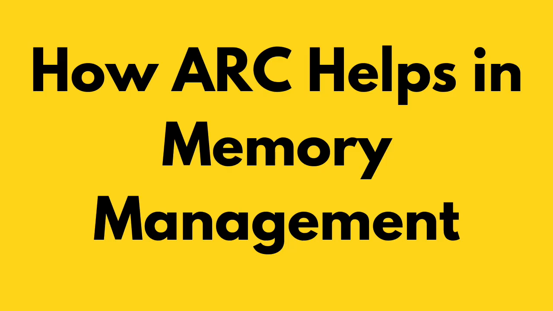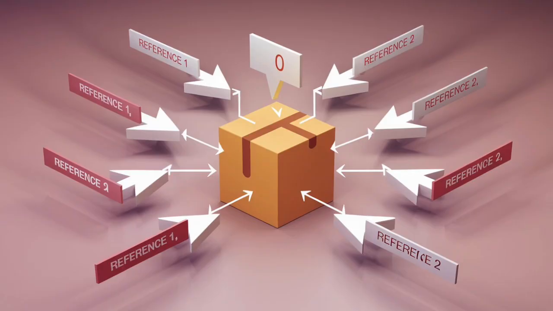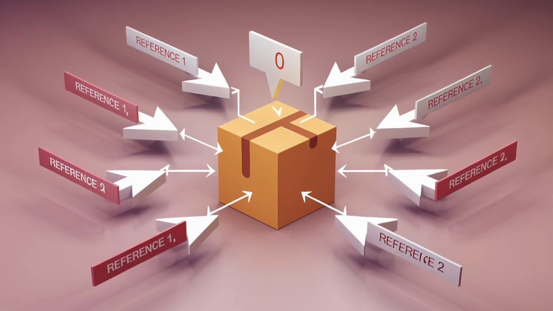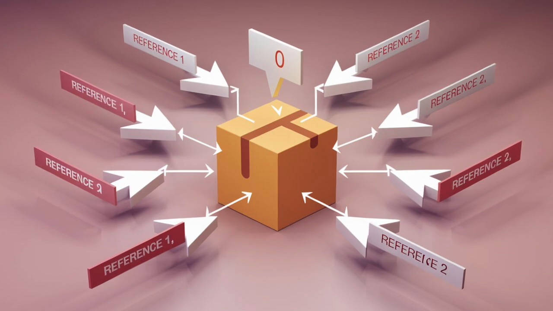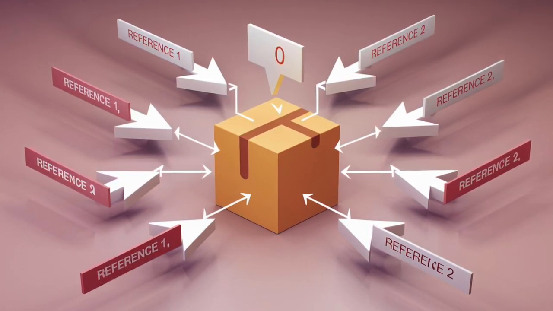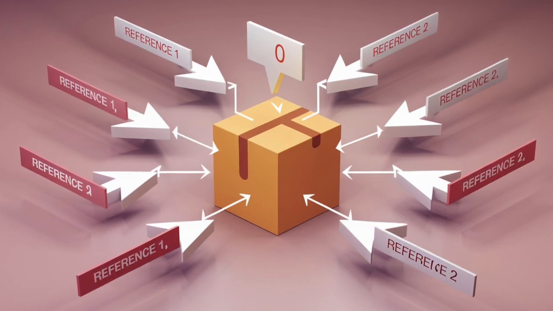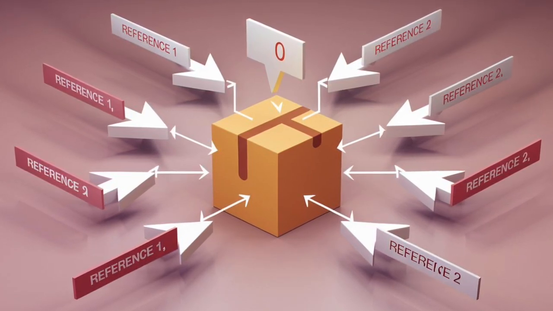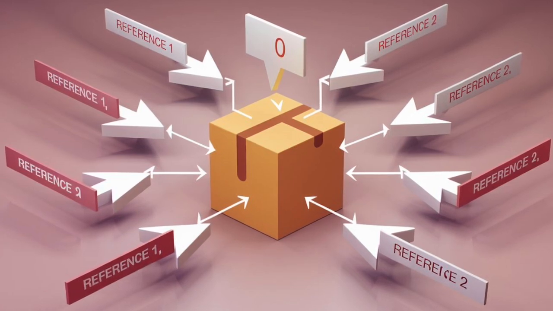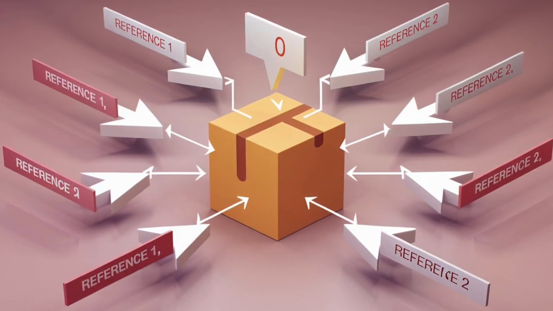So, what is ARC? ARC keeps track of how many references point to an object. When the object is no longer referenced by anything, ARC frees up the memory. This is all automatic, so you don't have to manage it manually. But there is a catch. Sometimes objects hold onto each other, creating a retain cycle. And that's where things can go wrong. Now, let me show you in the code.